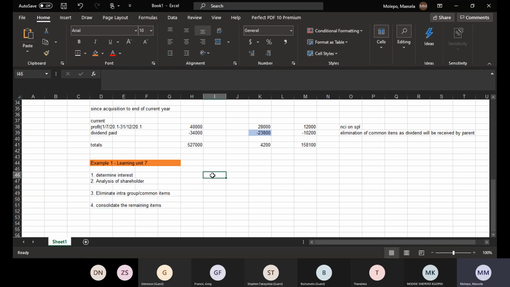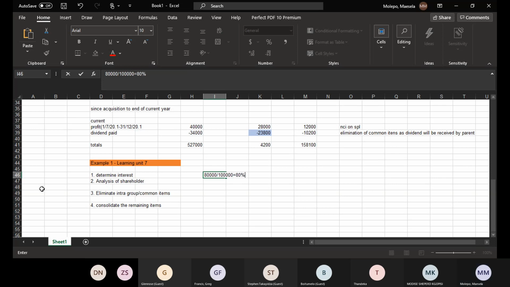So you determine their interest. In this case, we are told that we, A Limited, is there anyone who wants to ask something? Okay. In this question, we are told that the shares issued by B Limited are 100,000. And then we, as A, acquired how many shares? Did you mention it? Okay, we acquired 80,000. So 80,000 shares acquired divided by 100,000 issued by B Limited gives us 80%.